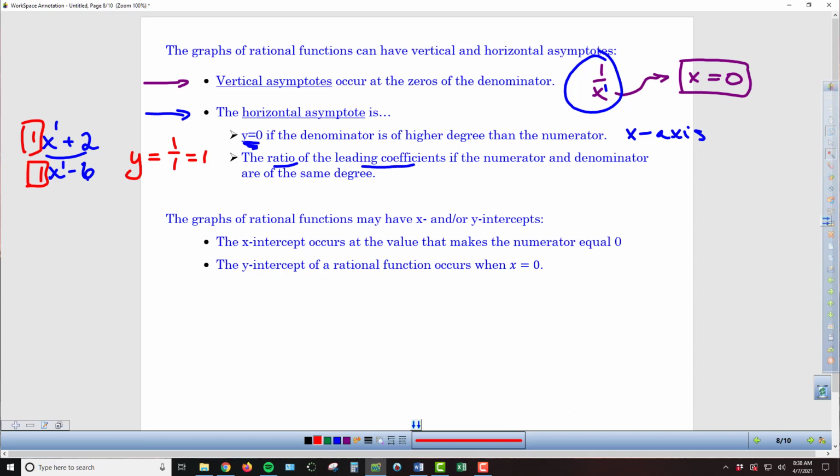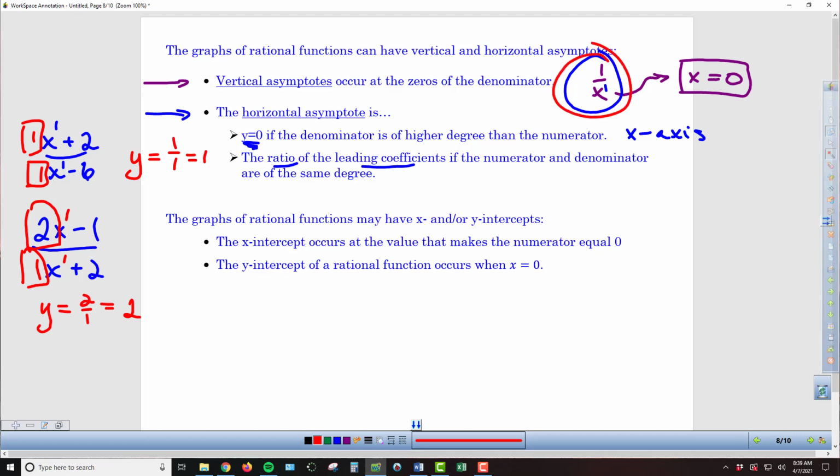If our function was something along the lines of (2x - 1) over (x + 2), well, now again, we have the same highest exponent on both the top and the bottom, so now our horizontal asymptote would be the ratio of these leading coefficients. Well, the coefficient in front of the x is 2 in the top, it's 1 in the bottom, so our horizontal asymptote would be 2 over 1, or y equals 2. So instead of having a horizontal asymptote on the x-axis like we had on the 1 over x example, now it would be at the line y equals 2.